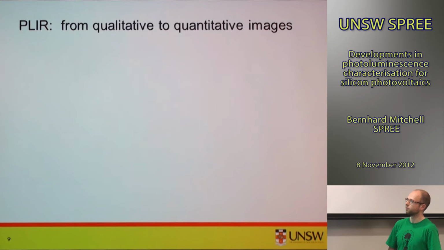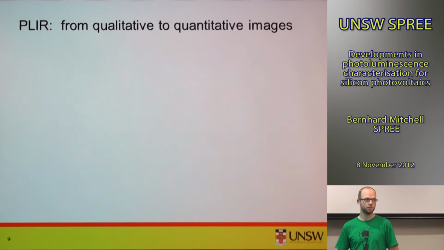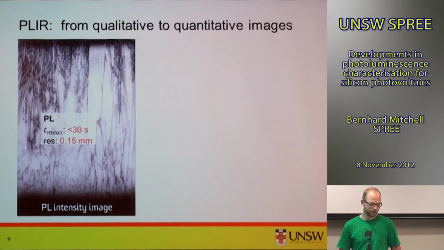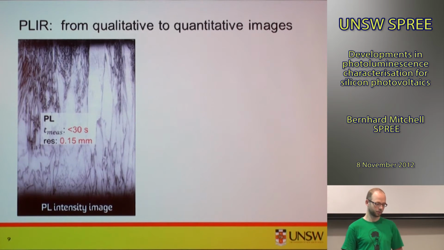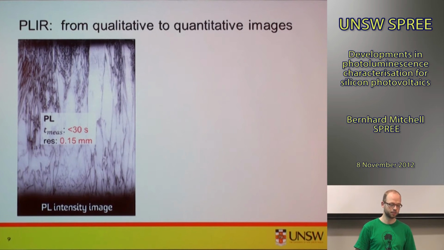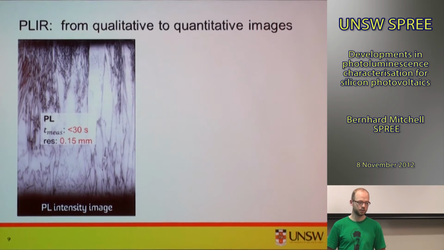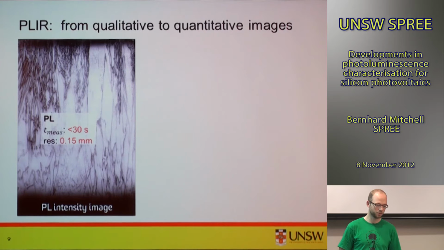If we want to go from qualitative to quantitative images, we see here a qualitative image of a brick, and what we see is pretty much just the PL intensity. So it's a pure intensity image. We have to integrate over about 30 seconds, because, as I said before, the signal is very low, so we have to measure fairly long times. And the resolution is about 0.15 millimeters.